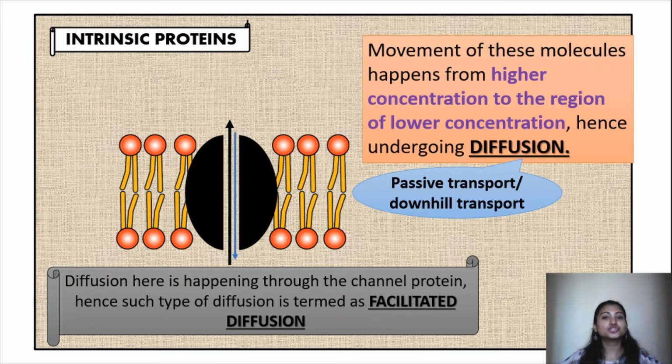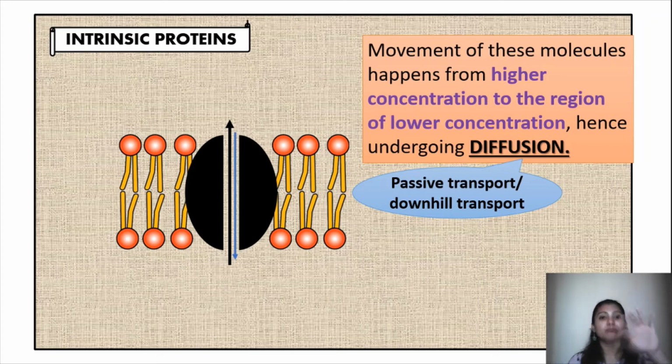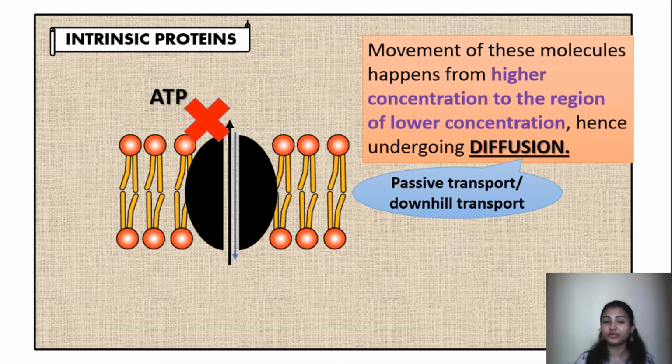To trigger the diffusion, the channel protein has to get activated. Even though it is a passive transport undergoing facilitated diffusion, there is no need of an ATP molecule. So it is similar to diffusion, where no ATP energy molecule is required, but as it is happening through the transmembrane protein or channel protein, it is facilitated diffusion.